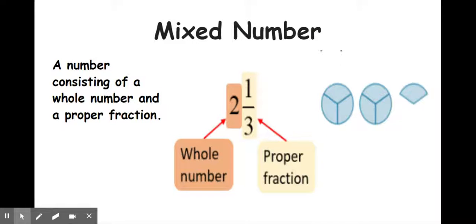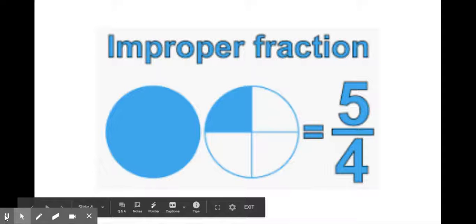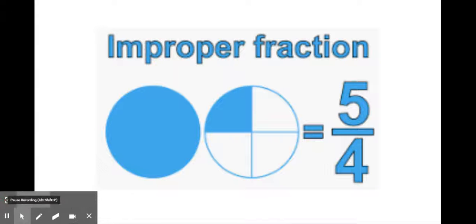A mixed number is a number consisting of a whole number and a proper fraction. Our whole number in this example is 2, while our fraction is 1/3. Next, we have an improper fraction. With improper fractions, the numerator is greater than the denominator. We have 5/4. We have 1 and 1/4 if we were to change it to a mixed number.